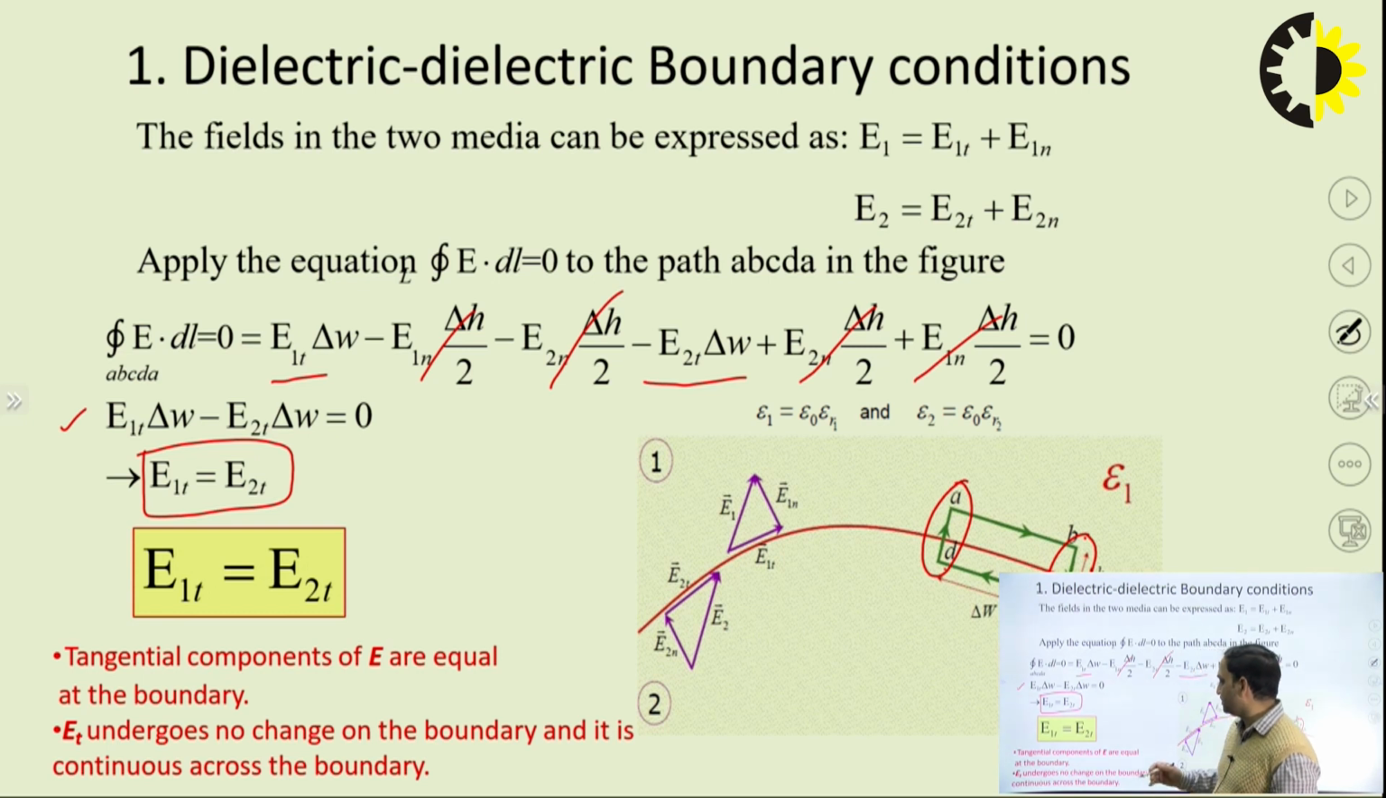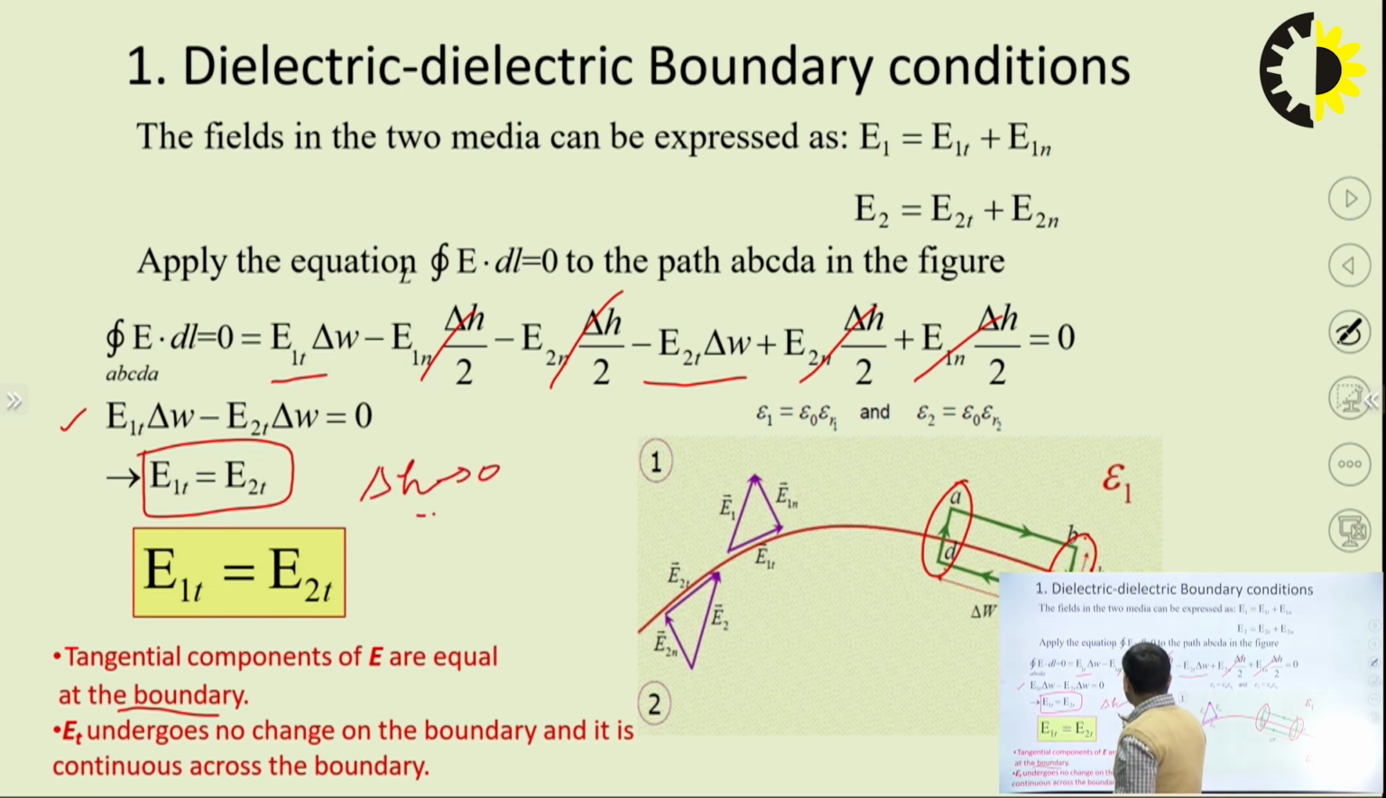So we have to mention it at the boundary or at the interface, right? One way is we are solving this. Second way is directly we can put delta H tends to 0. Both are the same thing, because delta H tends to 0 means we are talking about the interface or the boundary.